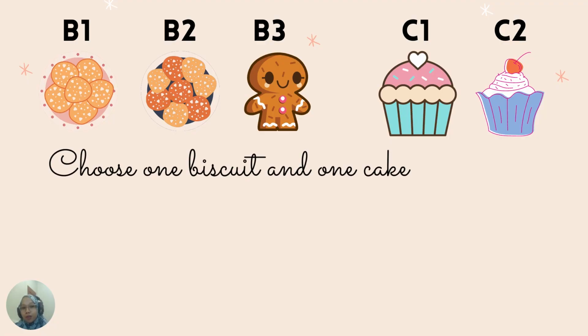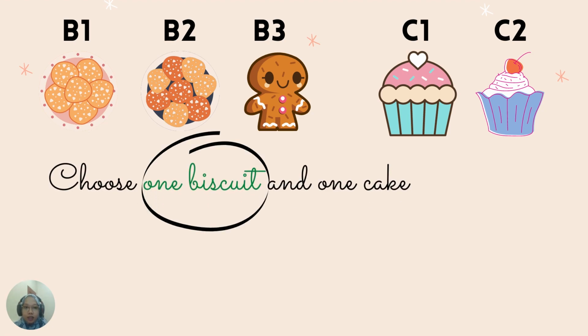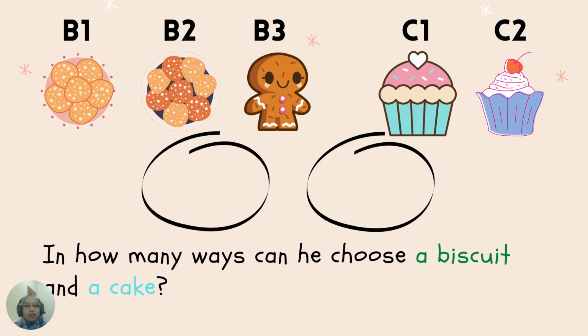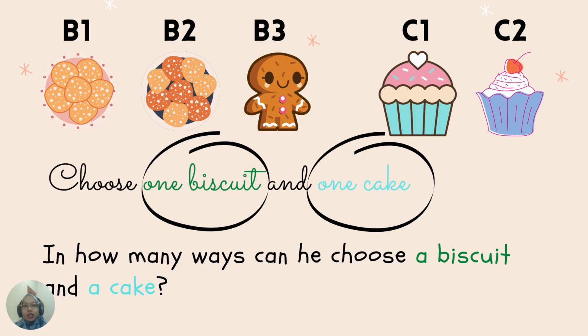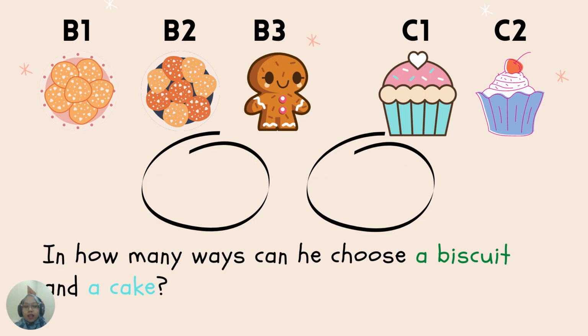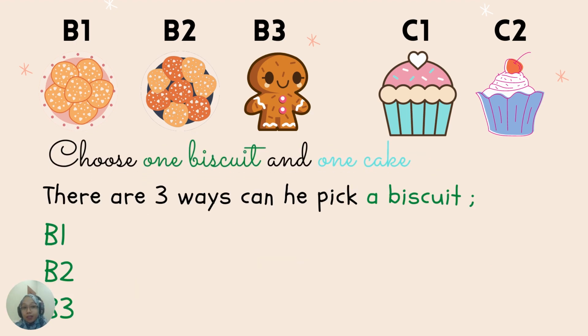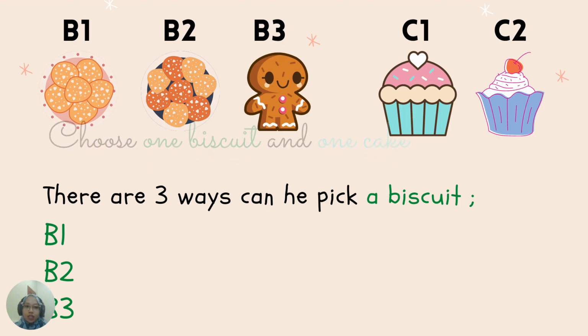The next situation is still in the same box with the same items, but this time another student is required to choose one biscuit and one cake. In how many ways can he choose a biscuit and a cake? Let's start one by one. On the first hand, in how many ways can he pick a biscuit? He can pick a biscuit in 3 ways, either the first one, the second one, or the third one.